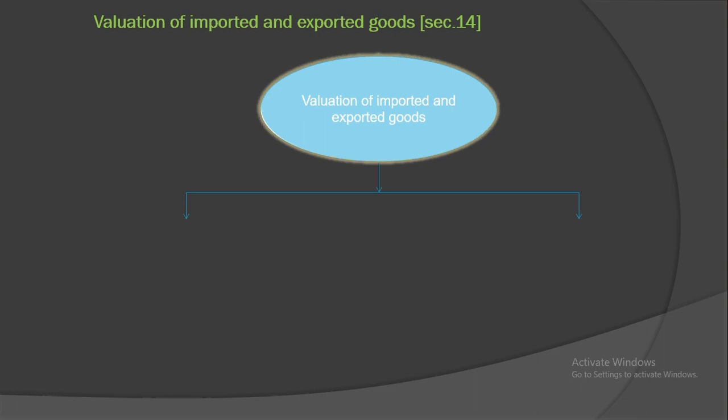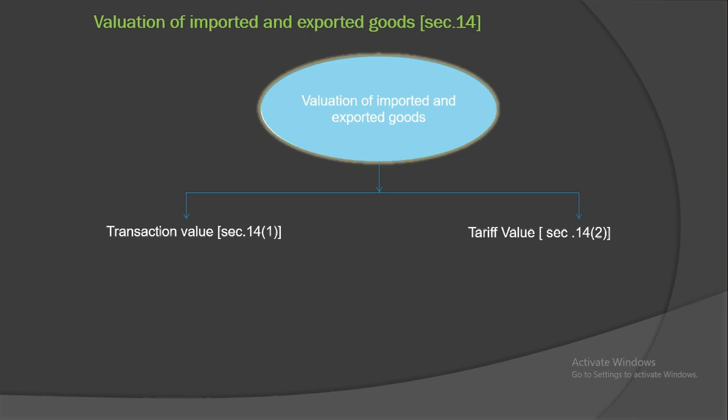So valuation under custom covers section 14, valuation of imported and exported goods. Whenever we are importing or exporting goods, we charge the custom duty on the value of the imported and exported goods. So how will we calculate this value? Valuation of imported and exported goods is categorized under two parts. The first one is section 14 subsection 1, transaction value, and the other is tariff value.